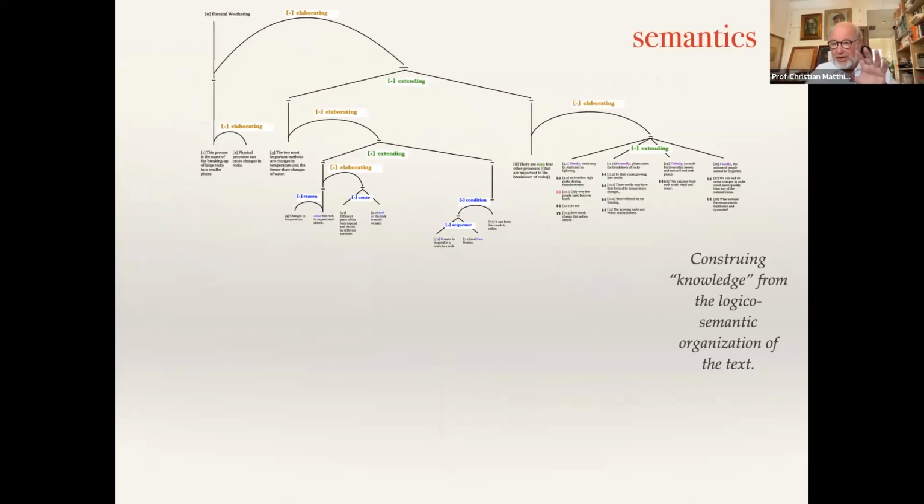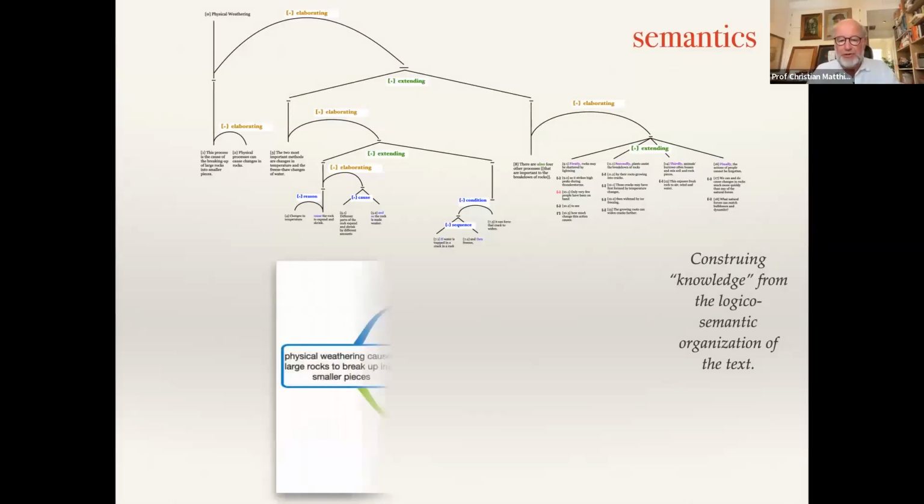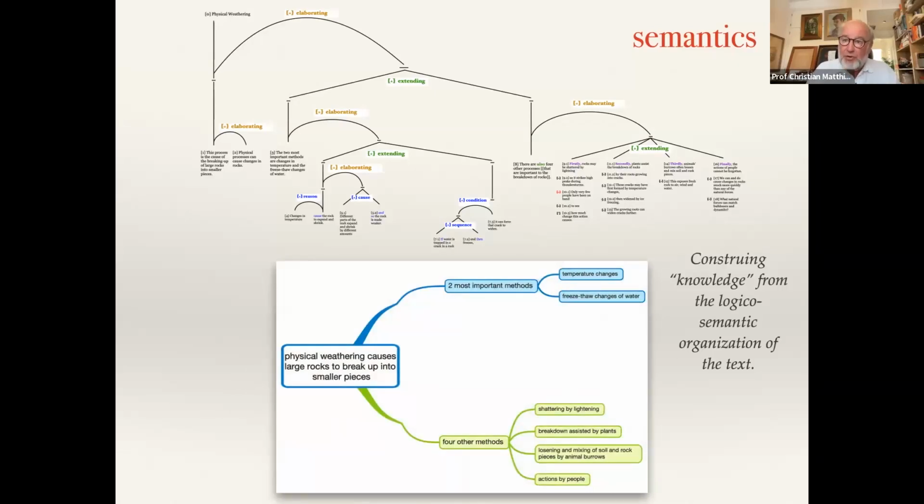Now notice also, as I already said, that the text is constructed in such a way that you can build knowledge out of it. So say as a reader, you student, and you're trying to learn about physical weathering, well, you could use the organization of the text according to the choices in logical semantic type to build up a mind map, sort of a knowledge representation of it.